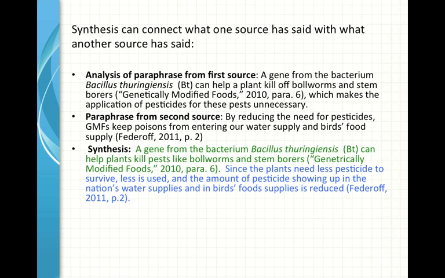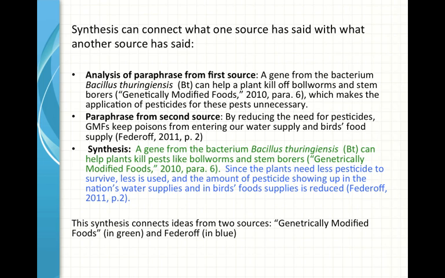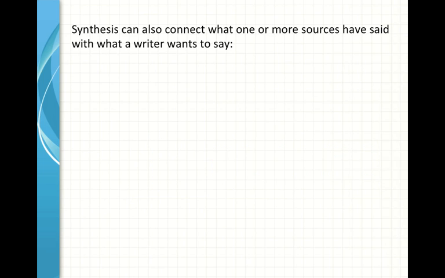A gene from the bacterium Bacillus thuringiensis, BT, can help plants kill pests like bollworms and stem borers, then the in-text citation. Since the plants need less pesticide to survive, less is used, and the amount of pesticide showing up in the nation's water supplies and in birds' food supplies is reduced. The in-text citation from Fedorov. I've made a connection between these two ideas. This synthesis connects ideas from two sources, genetically modified foods in green and Fedorov in blue.